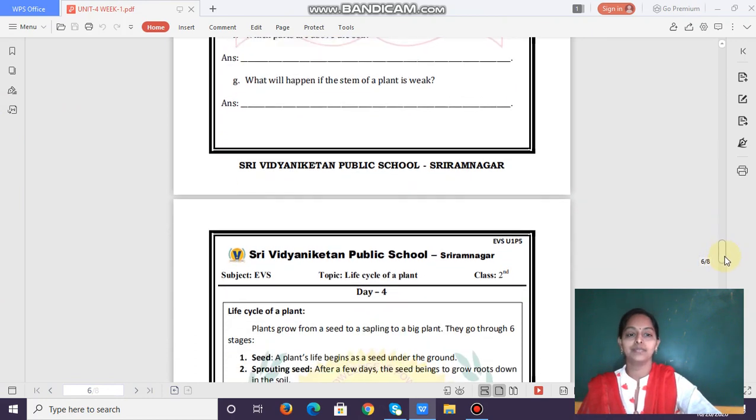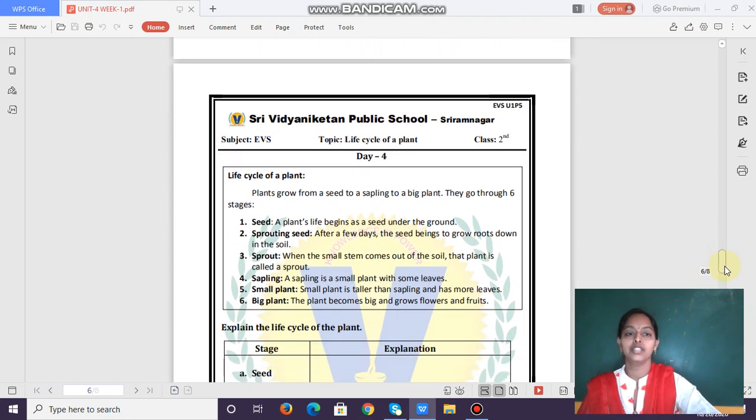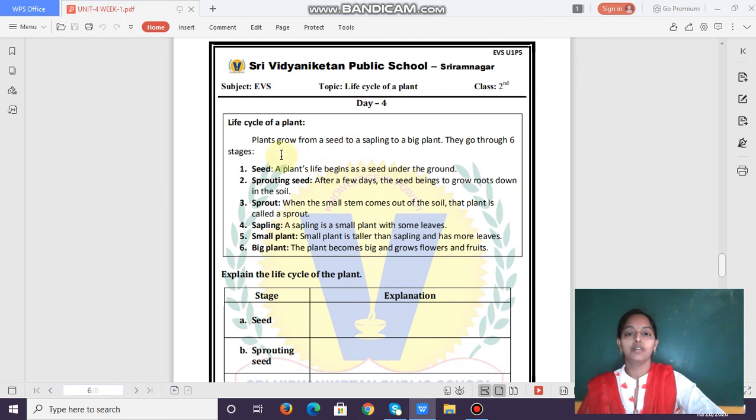Okay, students. Now move to the next worksheet. That is day 4. The topic is life cycle of a plant. See here, students. Life cycle of a plant. Plants grow from a seed to a sapling to a big plant. They go through 6 stages. Okay. Now let's see all the 6 stages here.